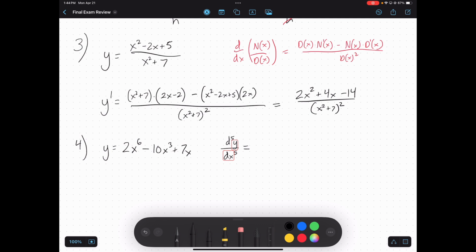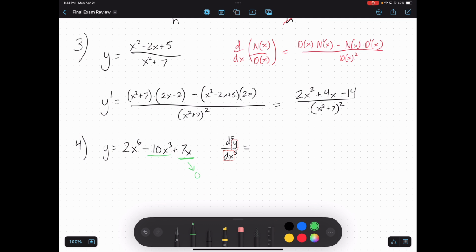Well, I can do all the work for it. It wouldn't be too bad, but I can also think through this a little bit. Tell me about this term. What happens when I take the derivative of this term? It's just going to cancel out. It becomes a constant, and then if I take the derivative again, it goes to 0. So that term is just going to go to 0 if I take multiple derivatives. What about the next term? So that one's going to go to 0.